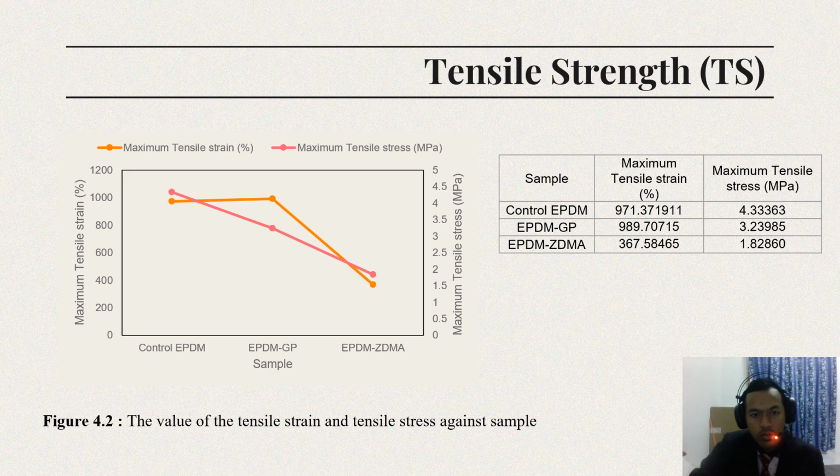In figure 4.2, the line graph shows the performance of the tensile stress, which represents the tensile strength. It decreases gradually as the content of GP and ZDMA is added to the sample. At the maximum tensile strength, the line decreases proportionally when adding the GP and ZDMA to the control EPDM. But at the maximum tensile stress, GP gives some increase compared to the control EPDM, while ZDMA still gives the lowest value compared to the others.